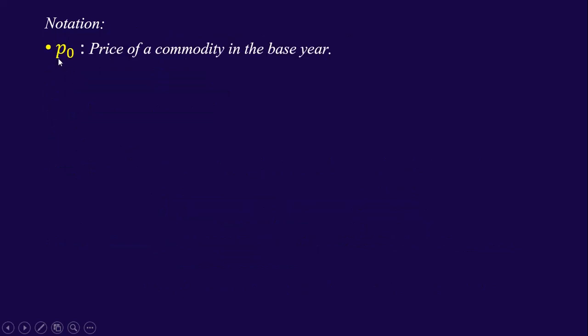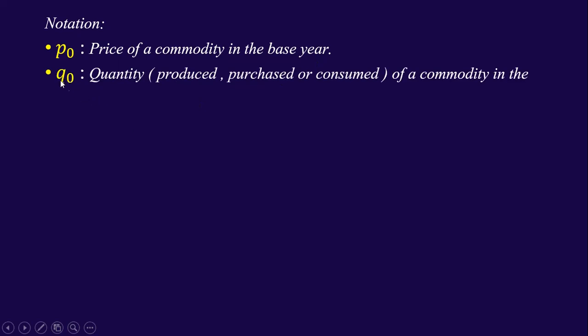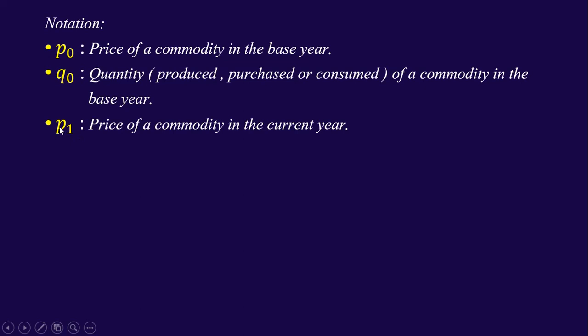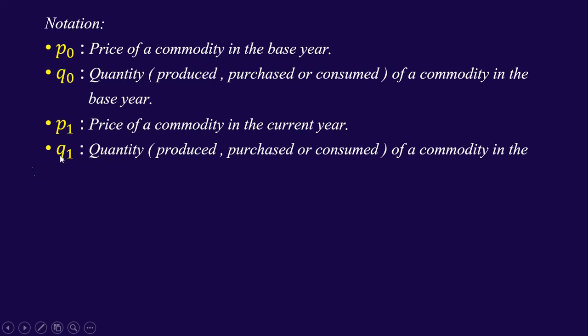Notations: small letter p, subscript 0, p for price, 0 for base period, price of a commodity in the base year. Q0, small letter q for quantity, 0 for base period, quantity produced, purchased or consumed of a commodity in the base year. P1, P for price, 1 for current year, price of a commodity in the current year. Q1, Q for quantity, 1 for current year, quantity produced, purchased or consumed of a commodity in the current year.